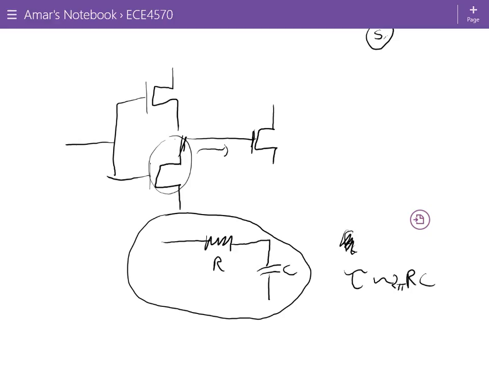Some microprocessors actually have this feature. When it detects that the temperature is getting too high, it'll automatically bring down its clock rate. If you're at 3 gigahertz, it'll bring it down to 1 or 2 gigahertz when it's detecting high temperatures. A lot of microprocessors have this feature built into them. The opposite is also true.